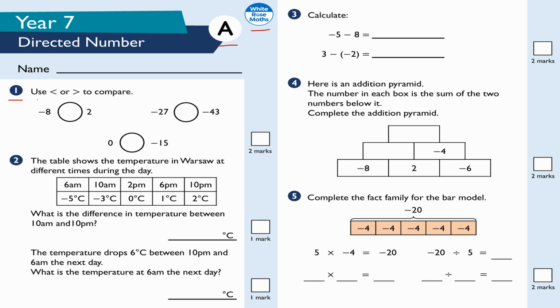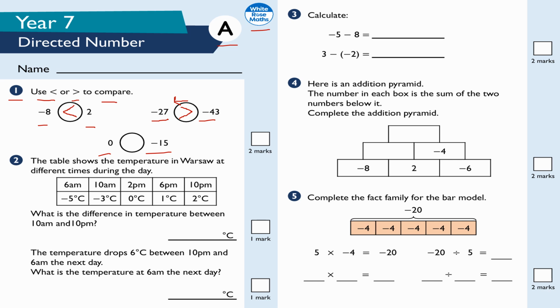Question number 1, use less than or greater than to compare -8 and 2. Well, 2 is greater than -8. Okay, so 2 is bigger than -8. So the crocodile's mouth eats the bigger number. Okay, next one, -27 and -43. -27 is going to be larger than this, because that's closer to 0. So the crocodile eats the bigger number.